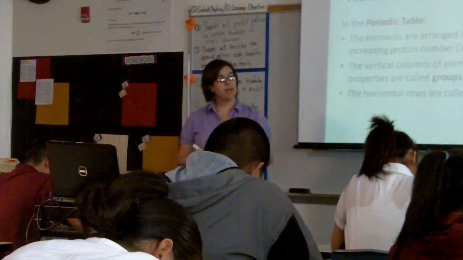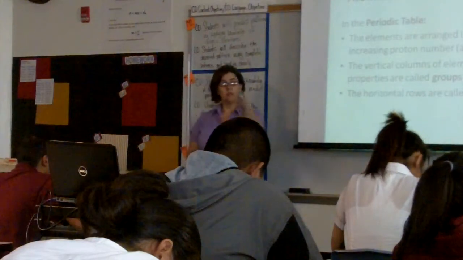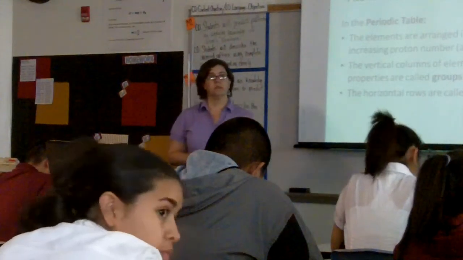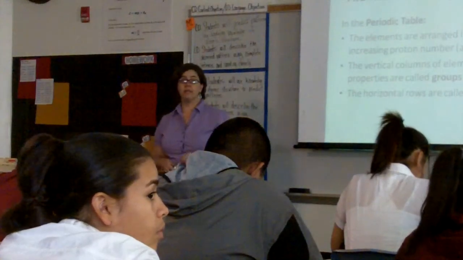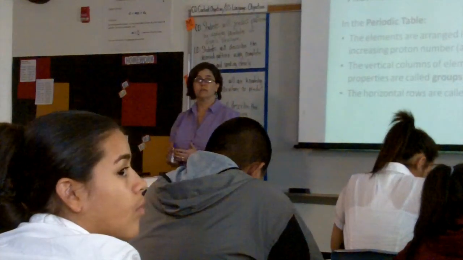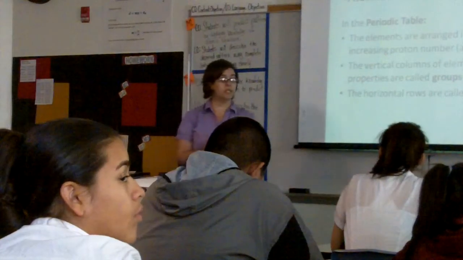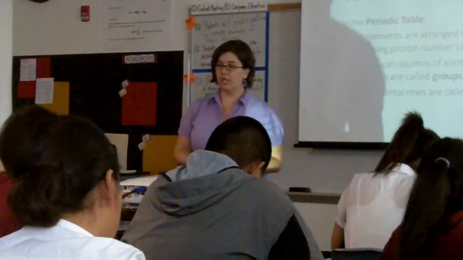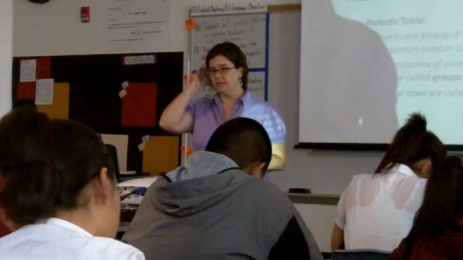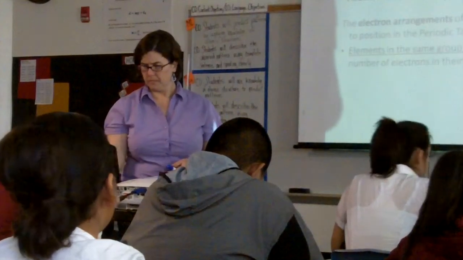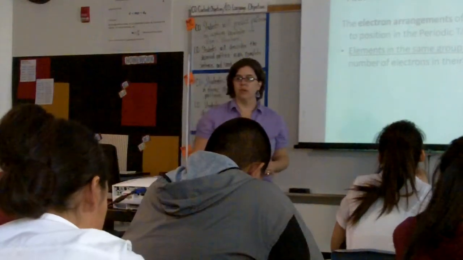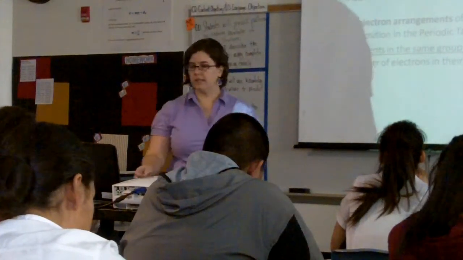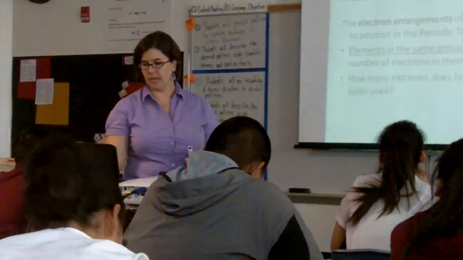So what does the group number tell us about the atom? Ashley? How many electrons it has in the shell. Okay. And what does the period number tell us? How many shells? How many of the outer energy shells? So the group number tells us the number of electrons in the outer shell.